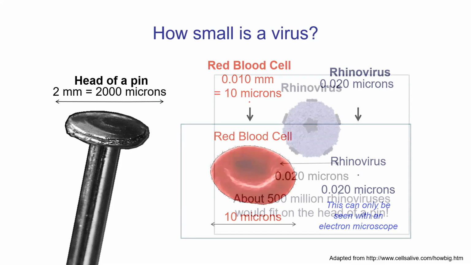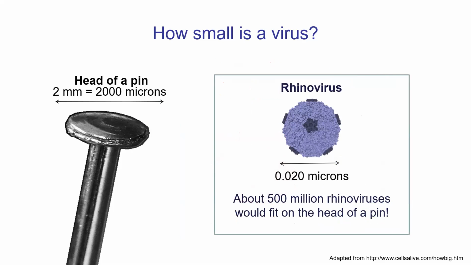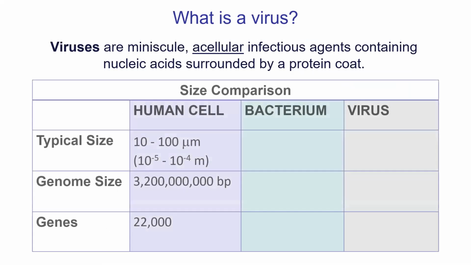So very, very tiny. So what does this mean? It means that on that pin, we could fit about 500 million rhinoviruses. And yeah, so one sneeze, you could in theory infect thousands of people with one sneeze. They're very, very tiny. Another way to look at this is all of the coronavirus infections on the planet could basically fit into one can of soda, such as a Coke can or something like that. So very, very small.